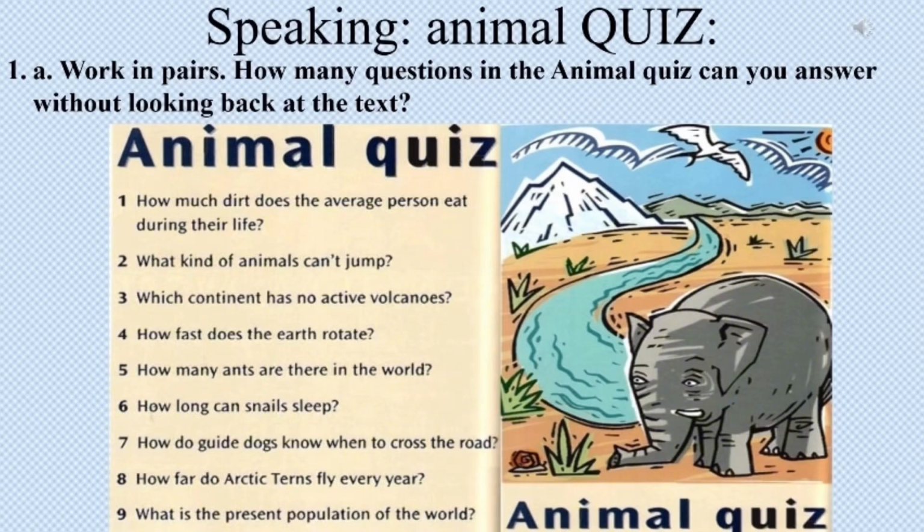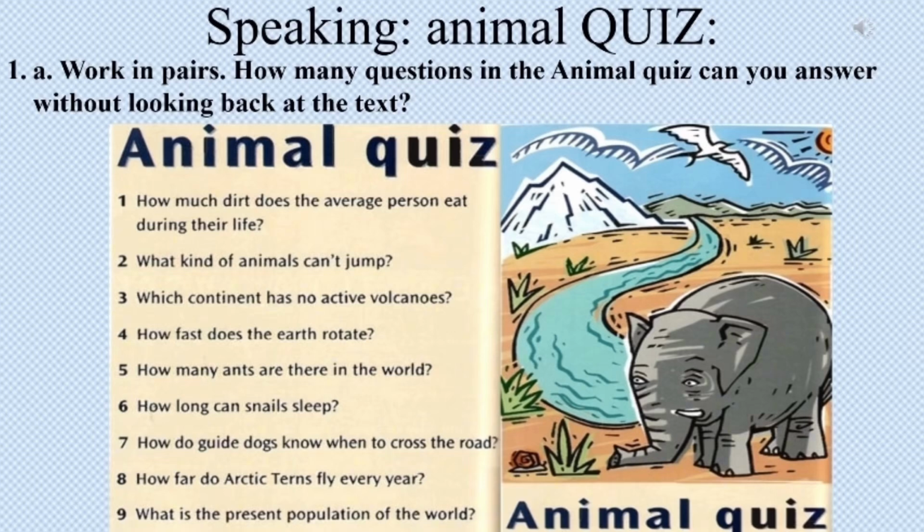Today, we're going to have some fun with a short animal quiz. This activity will test your general knowledge, not just about animals, but also about the world around us. Don't worry, it's not a real test. It's just for fun and to get you talking. You'll work in pairs to guess the answers. Some questions may surprise you.